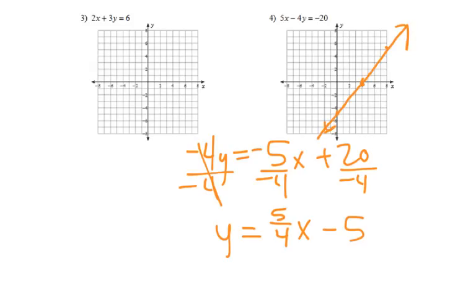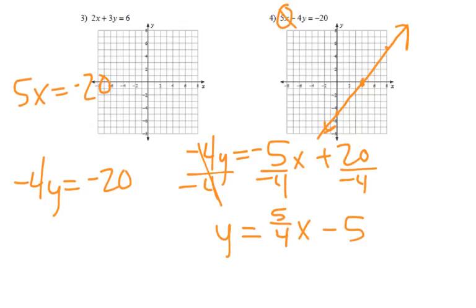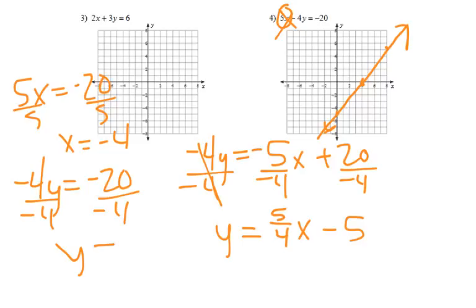The other way, remember, would be to keep that 5x, set it equal to negative 20, because negative 4y would eliminate, and keep that negative 4y equal to negative 20, because that 5 would eliminate. So it's just kind of a shortcut way of doing it, and you can get the same exact pieces.